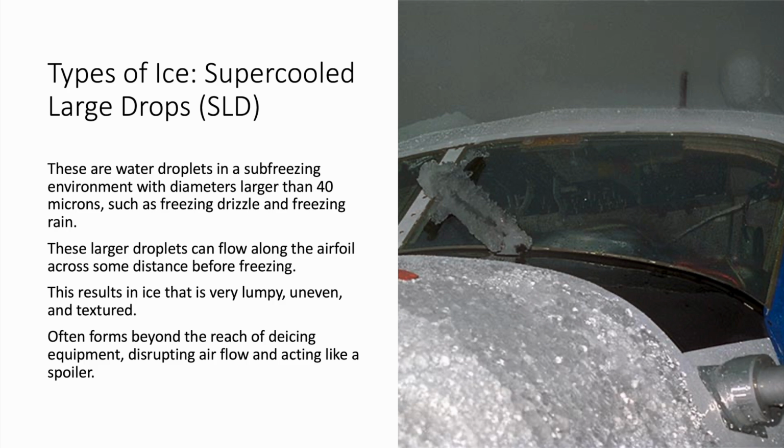Some planes have something called boots, which inflate and break ice off of control surfaces. Something called a weeping wing releases a fluid over the wing to melt ice. So it could be out of the reach of those and eventually disrupt airflow over the aircraft, and you can stall or lose control of the aircraft at lower airspeeds. So this one gets pretty thick. You can see how thick that is on the windshield wiper right here and the cowling.